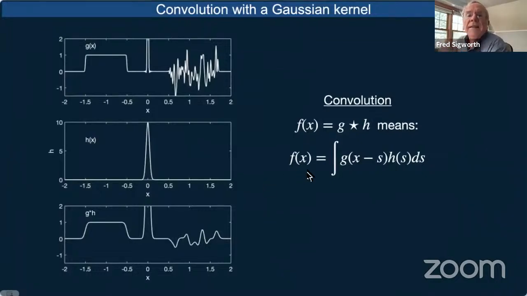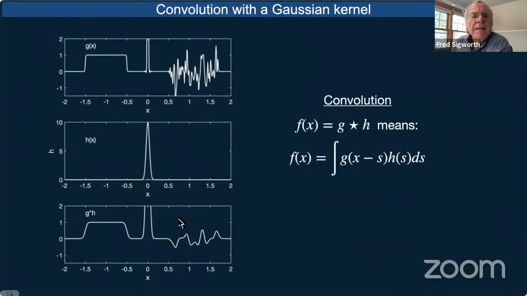Now, convolution is a filtering operation. What we do is we say, let's suppose that we have a signal that I'll call G, and we have a kernel called H. And what we're going to do is, to get every output point at value X, we're going to look at the vicinity of G perturbed by S, and we're going to multiply it by the magnitude of the kernel at that value of S, and we're going to add it all up.